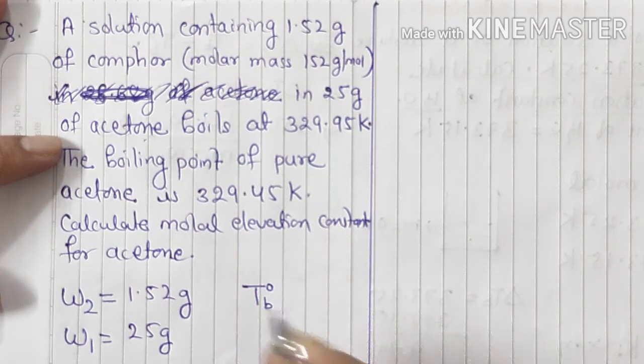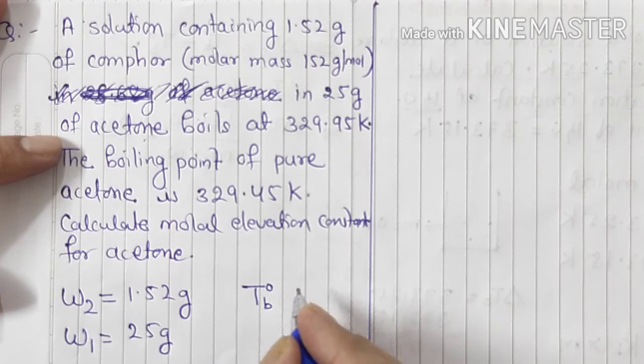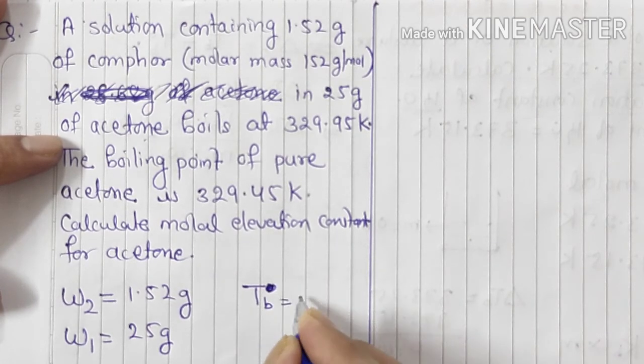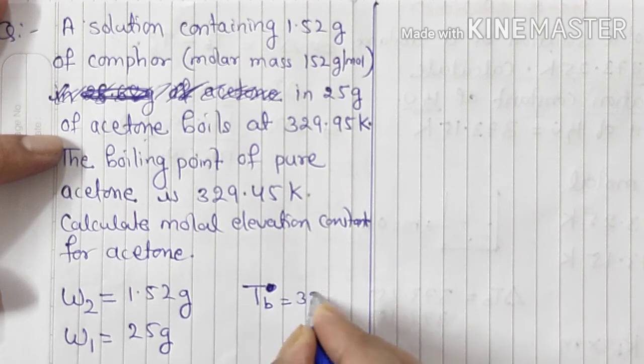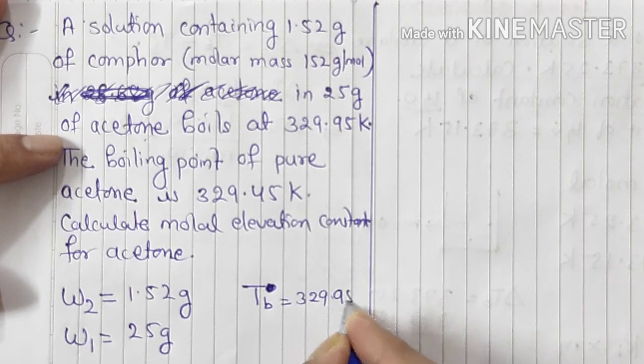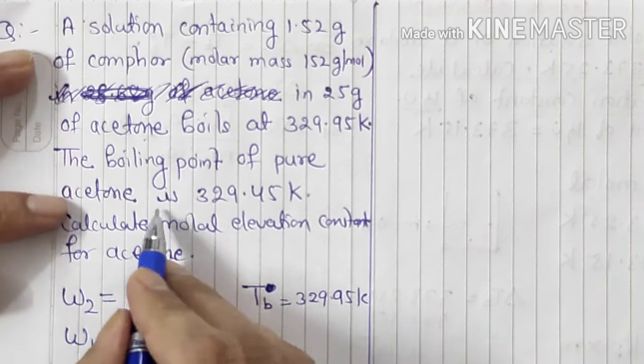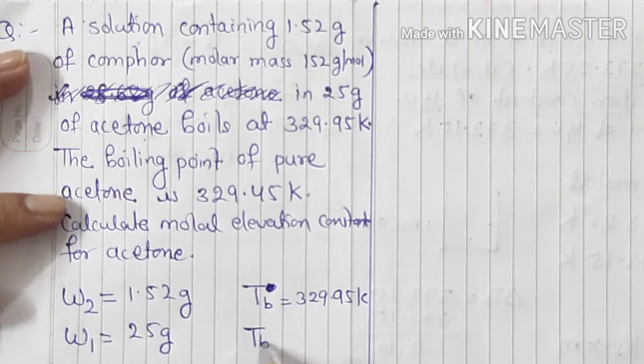Not B, right? Sorry, this is TB. This is TB of solution. So TB is 329.95 Kelvin. And how much is that of pure acetone? TB, this is T naught B, that is 329.45 Kelvin. Got that, student?